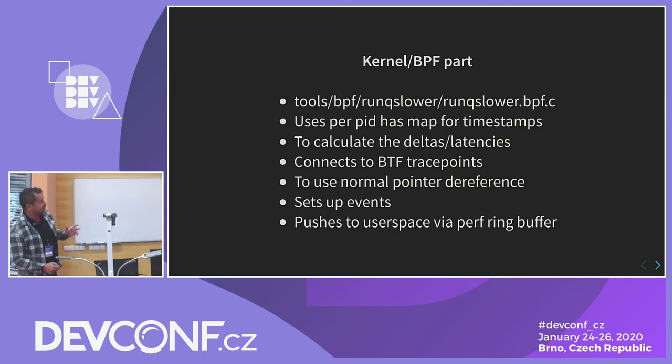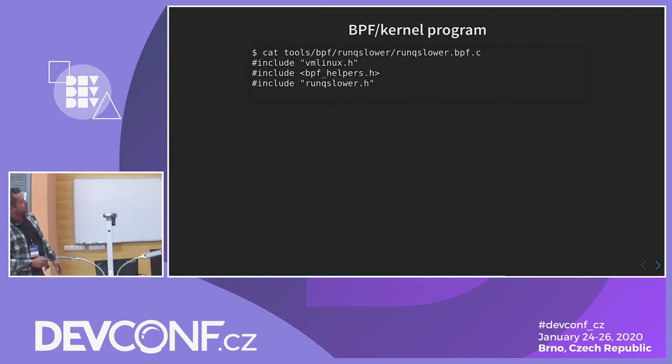The kernel BPF part is this runqlat.bpf.c. It uses a per-PID hash map for timestamps. It sets up things, it connects to BTF tracepoints, which I will explain when we see them. It uses normal pointer dereference, sets up the events and pushes to user space via the perf buffer. So it starts like this. We include that vmlinux.h that was generated from the BTF information for the kernel, include some helpers, include that common part, which has the struct event definition.